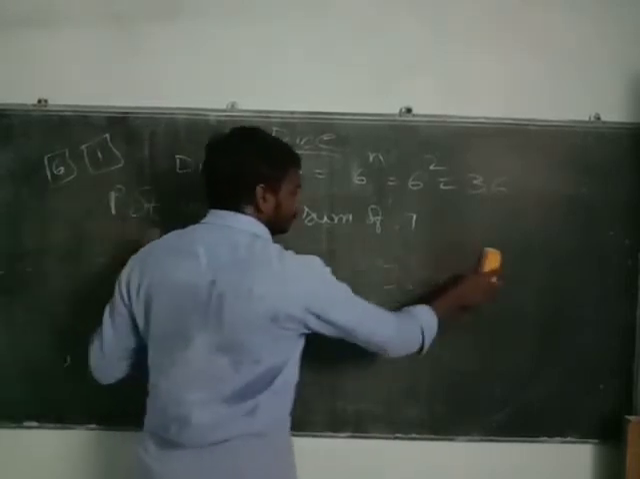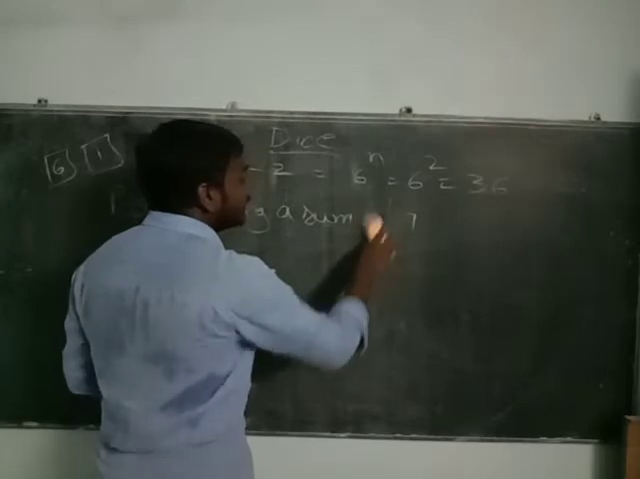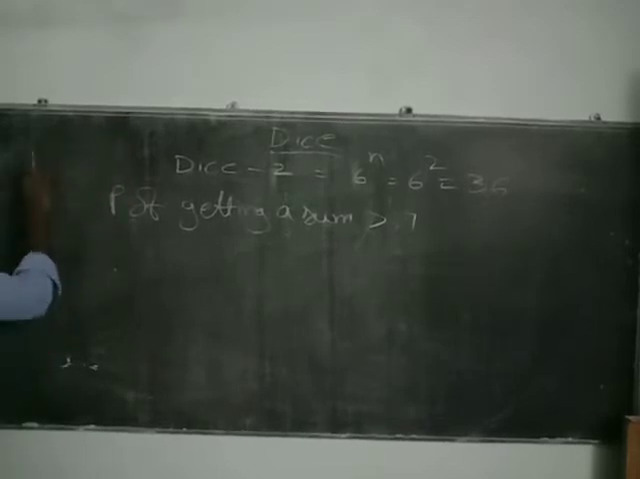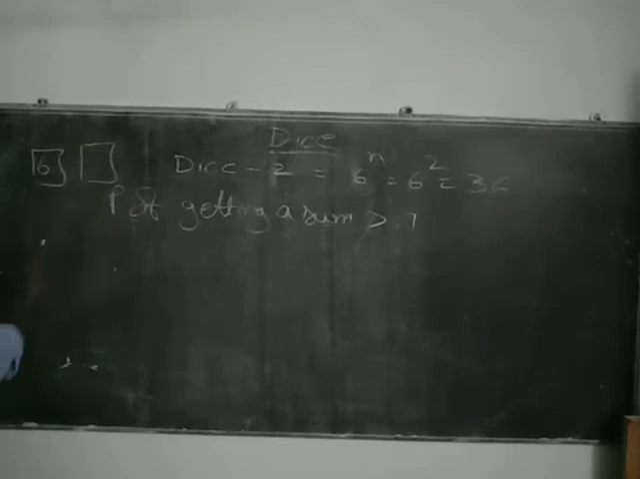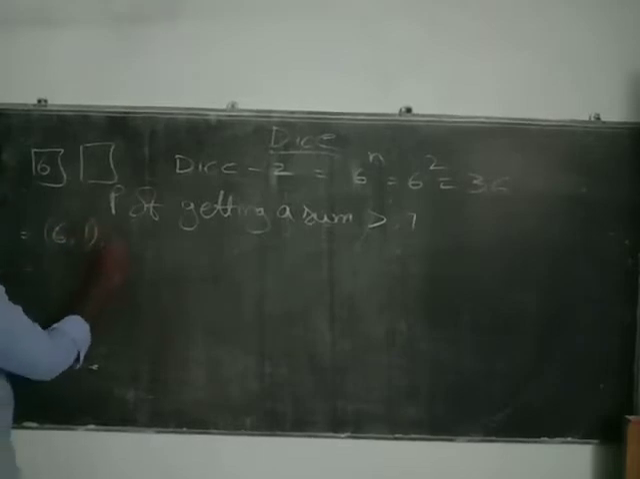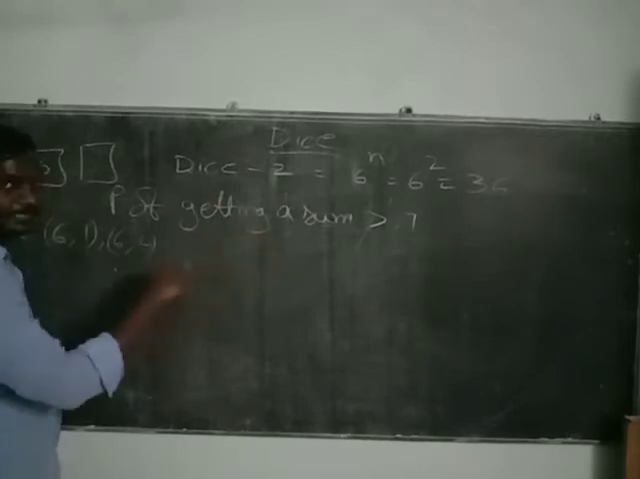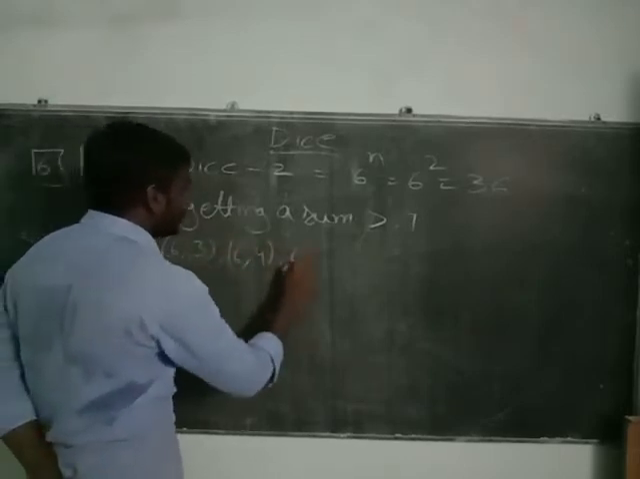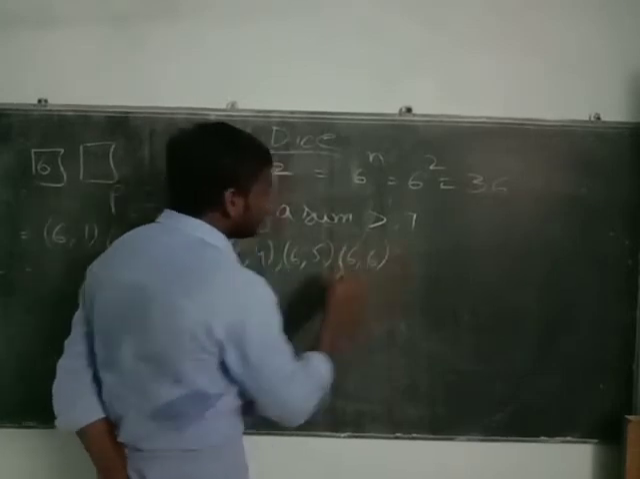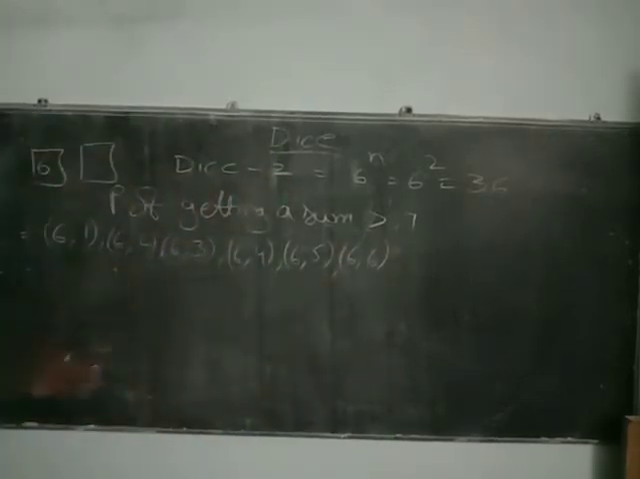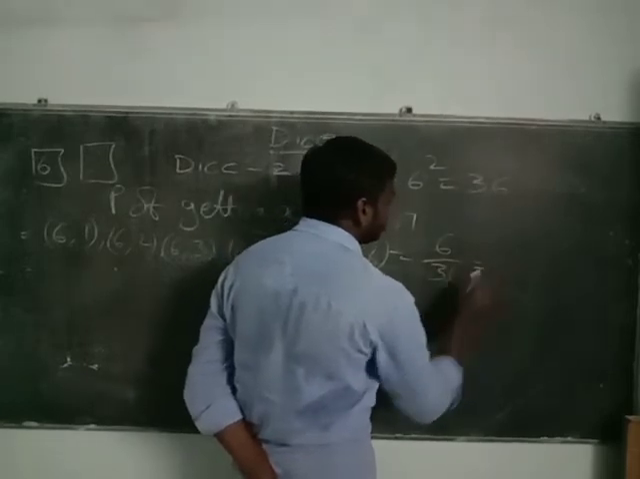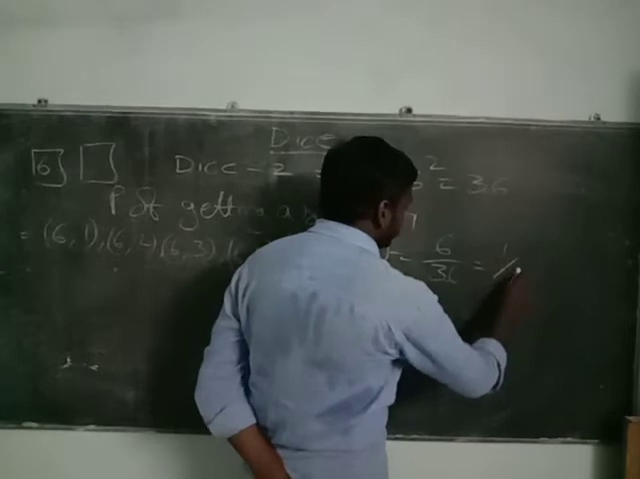Suppose, let me change the question now. Getting a sum greater than 7. Getting a sum greater than 7 must definitely have 6 on one and something on the other. Let me check. So that can be 6, 1. Again 6, 2. He is asking greater than 7. 6, 2. 6, 3. 6, 4. 6, 5. And 6, 6. Is there any other option to get greater than 7? No. These are the only ones we can get. That is 1, 2, 3, 4, 5 and 6. So the total number of outcomes is 6 by 36. That is nothing but probability 1 by 6.